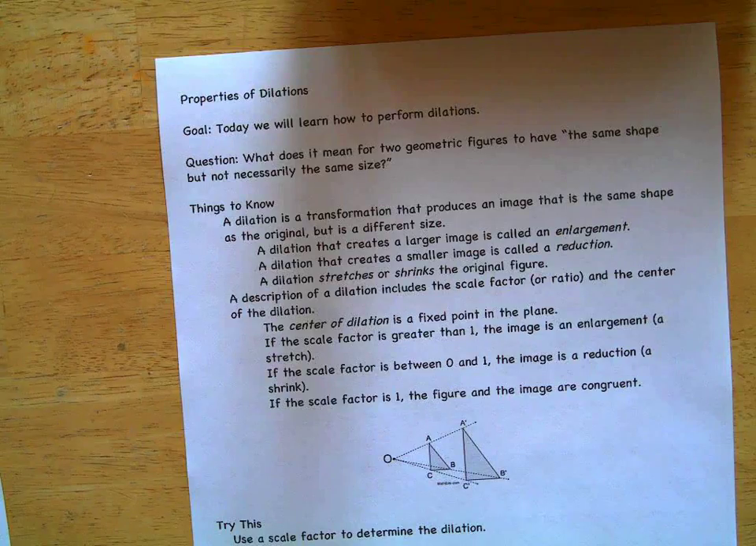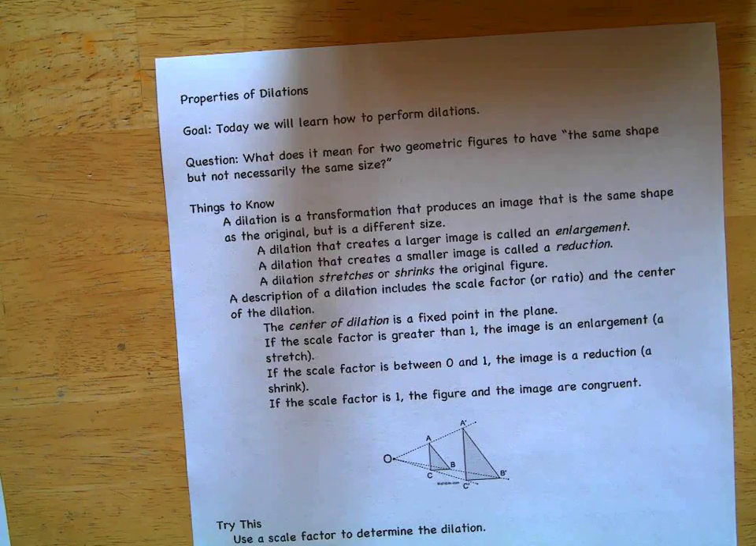You have to have a tool when you are working with dilations. Just like when you're working with reflections, you have to have a line of reflection, and when you're working with rotations, you have to have a center of rotation, with a dilation you have to have a special tool also. The tool that you have to have for a dilation is a center of dilation. You also have to use a scale factor. A description of a dilation includes the scale factor or ratio and the center of dilation. So it actually has two tools, the center of dilation and a scale factor.